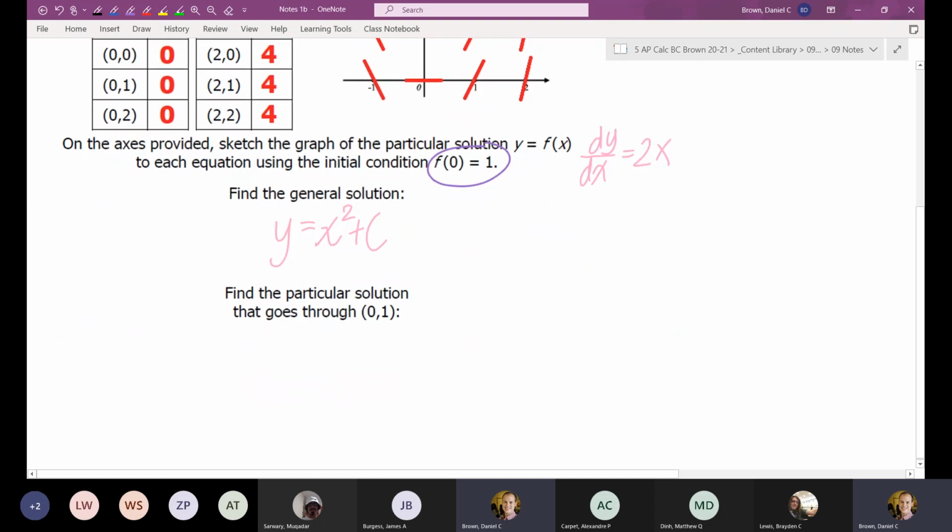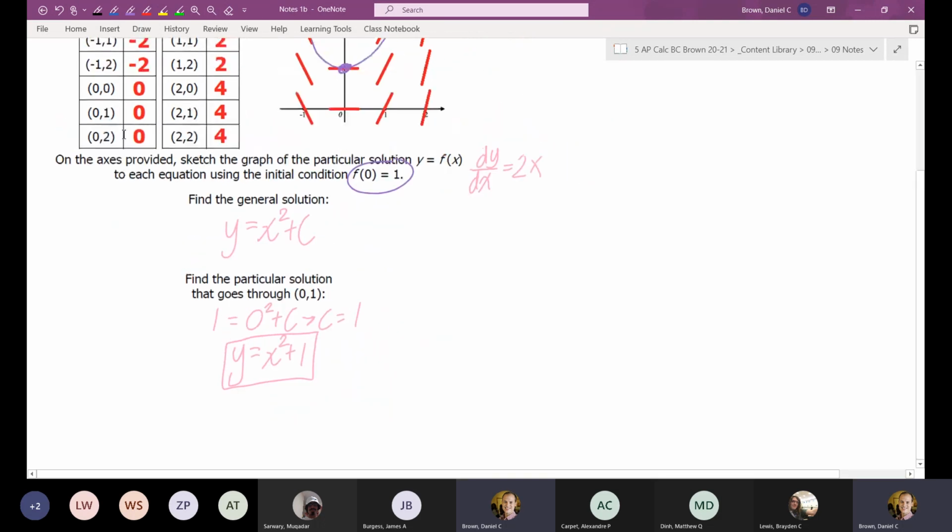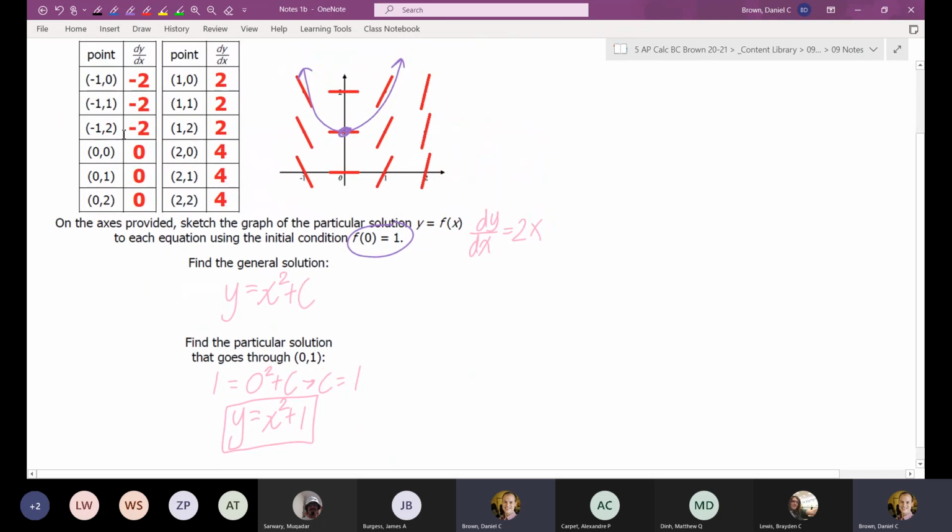And then also review, again, there are going to be a lot of questions that will be reviewed from previous units. Find a particular solution. That's just telling you to find the exact equation that goes through that point. So when y is 1, x is 0. This one works out easily because I made it easy. C would be equal to 1. So the particular solution will be y is equal to x squared plus 1. If we go back to look at the slope field that we drew, that particular solution is the equation x squared plus 1.